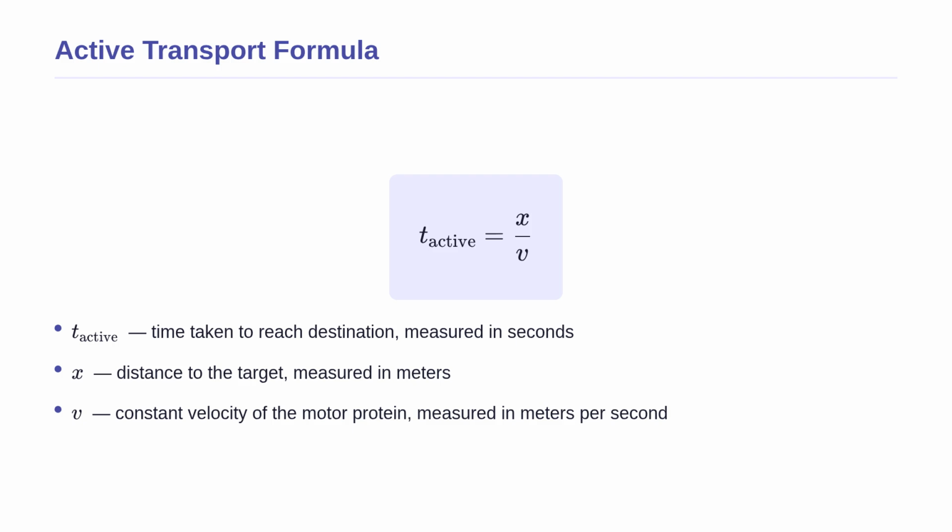Unlike diffusion, this relationship is linear. If the distance doubles, the time only doubles. And as the velocity of the motor protein increases, the delivery time decreases proportionally.